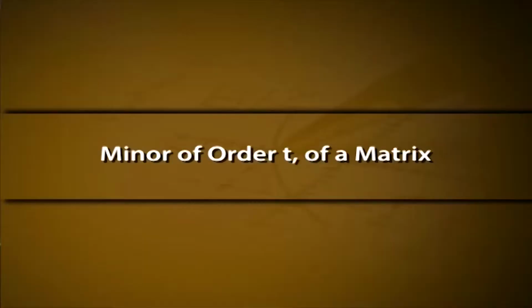Minor of a square matrix. We now describe the definition of minor of a square matrix. Definition: the determinant of a square matrix A of order n is called the minor of A. Minor of order r of a matrix.